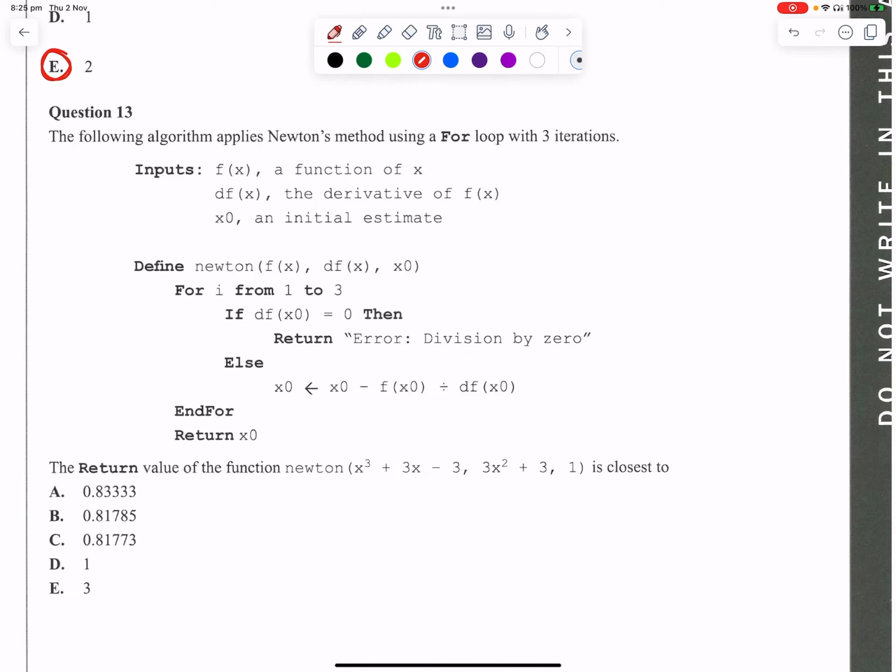Okay, the following algorithm is Newton's method for loop for 3 iterations. The return value of the function Newton. Okay, so there's our function f of x, matches up with that. Derivative, so when we derive that, we get that one. And then that's our initial value. So we know x naught is 1, and f of x is x cubed plus 3x minus 3.